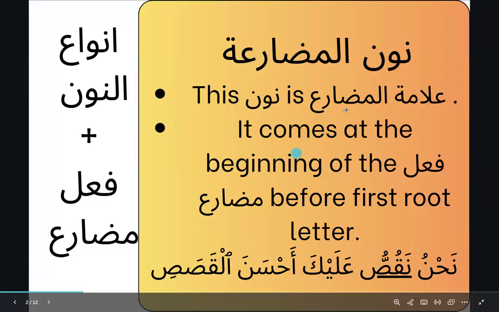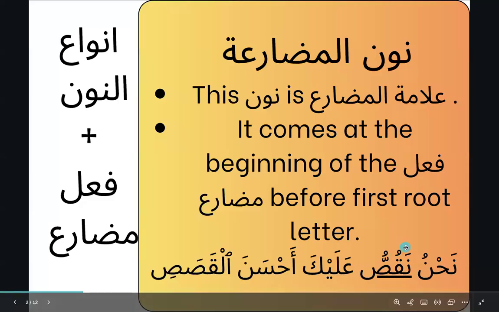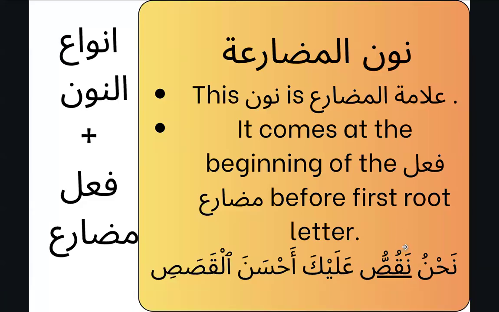This noon is alamatul mudari. When this noon is present in a word, this indicates that this word is fi'l mudari, as in the word nakusu. The noon before the first root letter, qaf, is called nunul mudariya. It is just a sign of mudari. It denotes that this word is fi'l mudari. It is seen before the first root letter. It has no status. This noon does denote that the hidden pronoun in this fi'l mudari is nahnu. So that is the only thing that you can figure out with this noon.